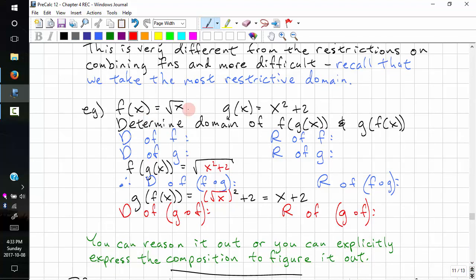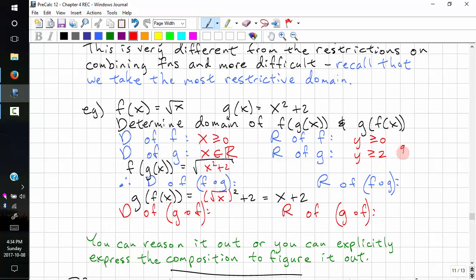So f of x equals square root x, g of x equals x squared plus 2. Determine the domain of f of g of x and g of f of x. The domain of f is x is greater than or equal to 0. The domain of g is x is all reals. The range of f, y is greater than or equal to 0. And for g, we have y is greater than or equal to 2.